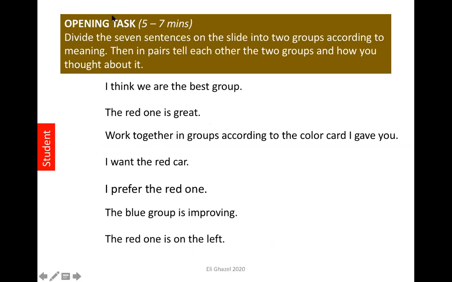Now, we're going to give them a second task. Divide the 7 sentences on this slide into 2 groups according to the meaning. Then in pairs, tell each other the 2 groups and how you thought about it. We are not looking for a correct answer. And still, at this point, please don't mention fact and opinion. What this is doing is that your brain has moved into a comparison and contrast format in order to classify. So yes, you are saying classify, but you cannot classify until you compare and contrast.